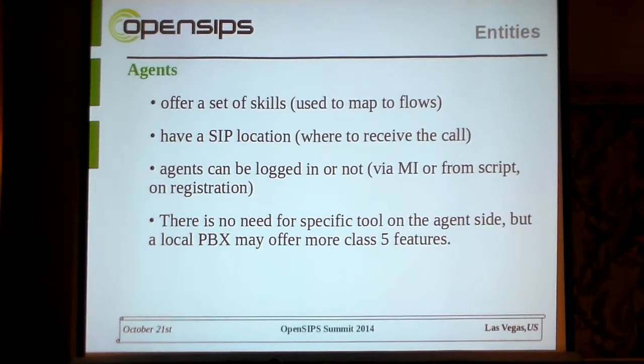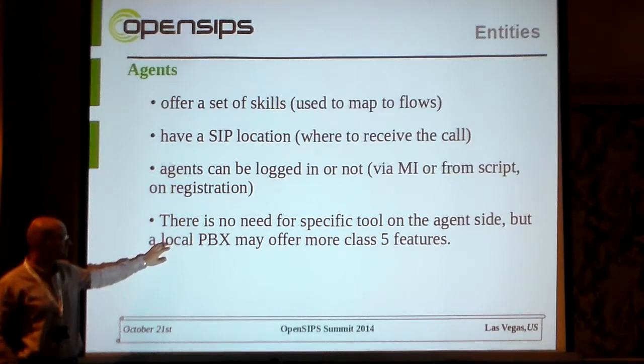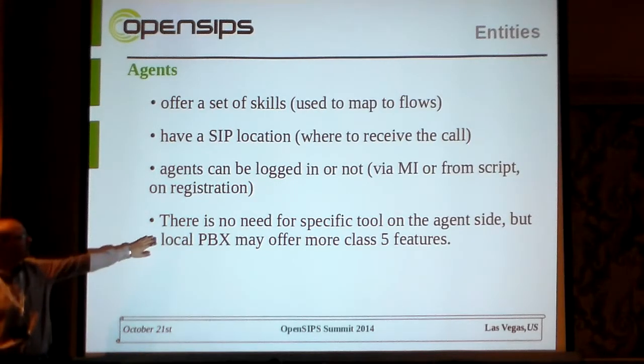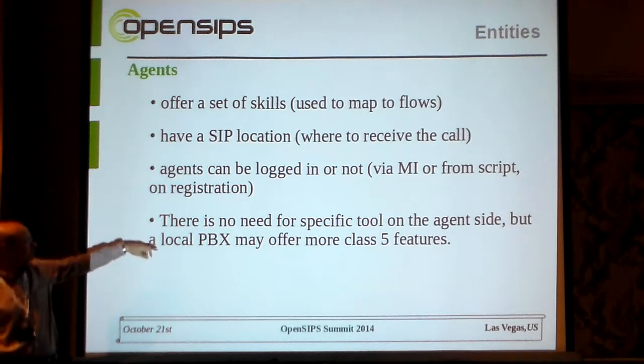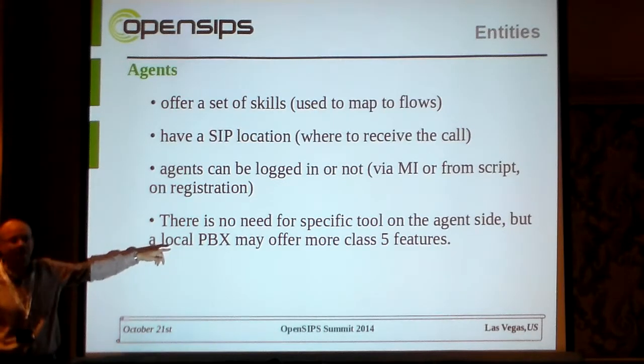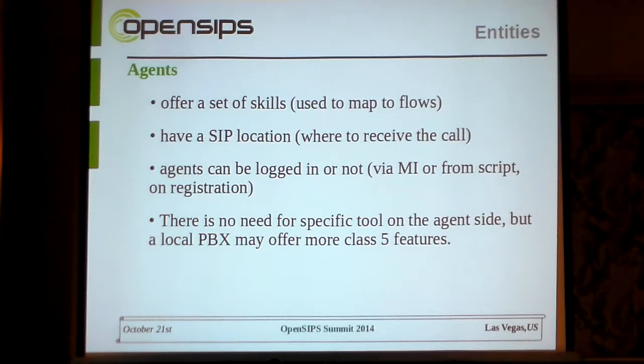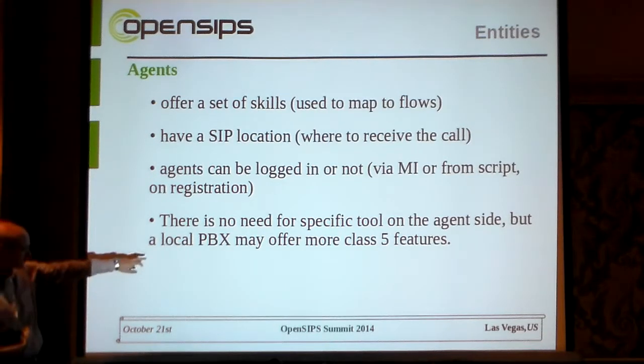Another entity, of course, is the agent, and as I said, it offers a set of skills for mapping with the flows. Then it has the SIP location, where to receive the call. And we said in the beginning that everything we have in the call center is server side. On the agent side, you don't have anything else besides the actual SIP location. But in some cases, it's a good strategy to have a local PBX next to the agent in order to offer all the class 5 call center related features, like call barging, supervisor mode, recording or whatever. Features like that can be provided by a local PBX.